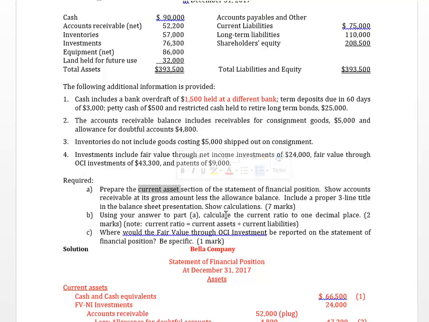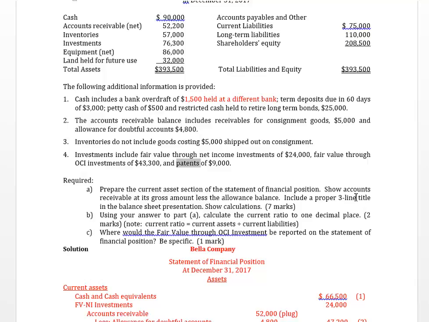The issue is which one of those investments, or any of those investments, go in the current asset section. First thing you should know is that patents, you remember you studied patents in a prerequisite course and we talked about it too, are non-current assets and they go underneath your property, plant, and equipment as intangible assets. We also know that fair value through OCI investments, we learned in our course, are normally non-current and we classify them as non-current investments.